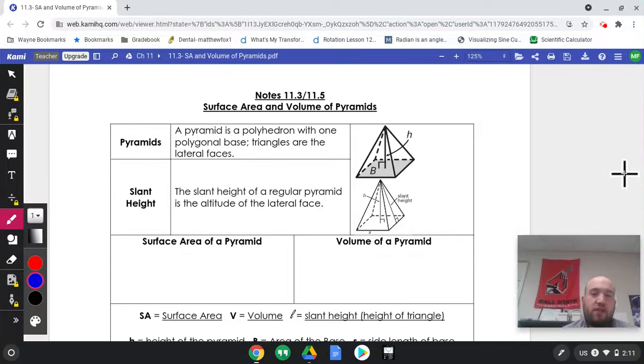Good morning, and today we are going to be talking about pyramids. Now, I'm sure you have all heard of the pyramids, if nothing else, from Egypt over the years.